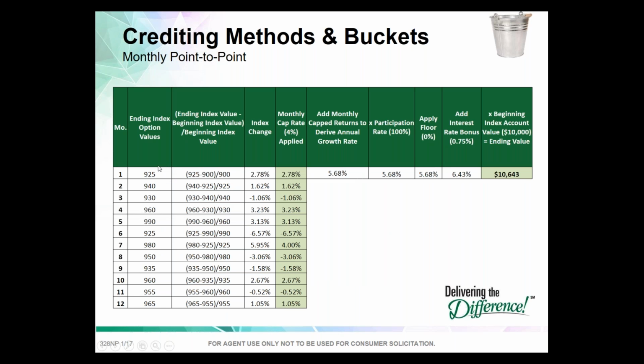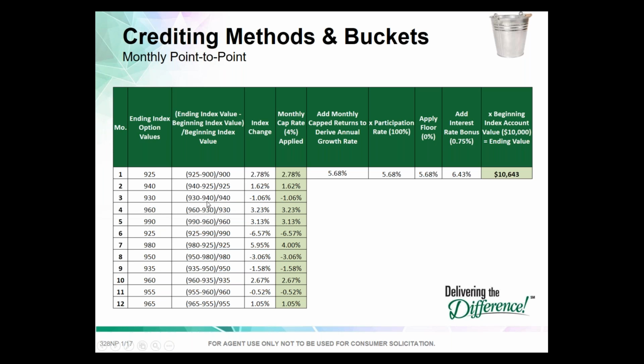So here you have to look at each different month throughout the year. If we look at month 1, 925 is where it ended. So we say, well, 925 minus 900, that's a 2.78% change. Is that within our monthly cap of 4? Yes. So then we say 2.78, that's our number. Then the next month, how about 940 is where we finish the second month. 940 minus where the month started, which is the previous month's close, 925. So that's up 1.62. Is that within our 4% cap? Yes, 1.62.